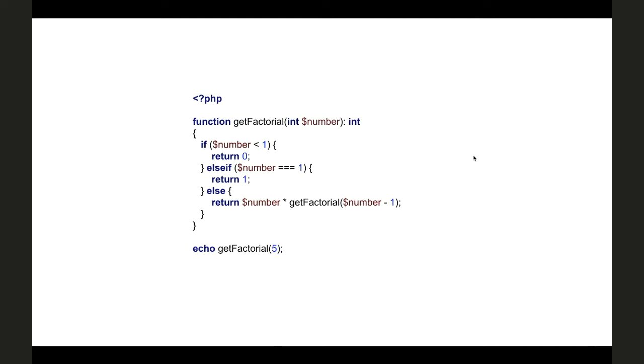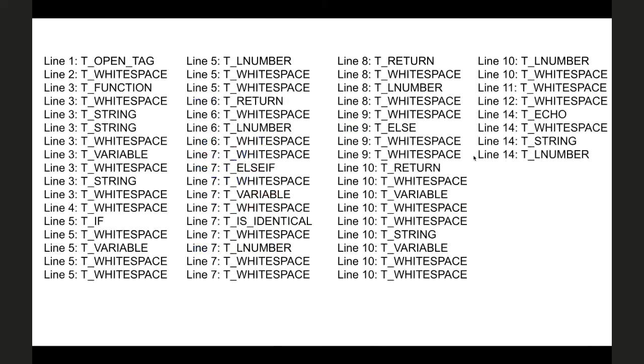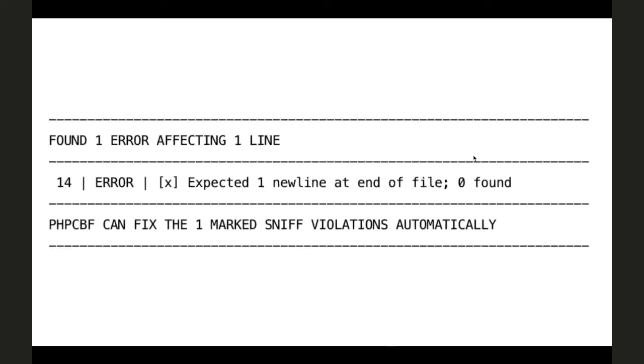So if you say to PHP, please provide me tokens for this part of code, you will receive a picture like this. And from this, we can simply understand that it's really difficult to understand anything from this. But PHP Code Sniffer will say that you violated a PSR2 rule and you forgot to add a new line at the end of the file.